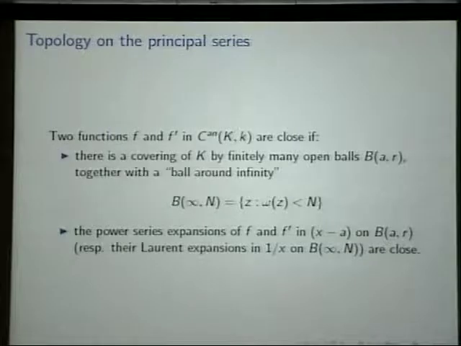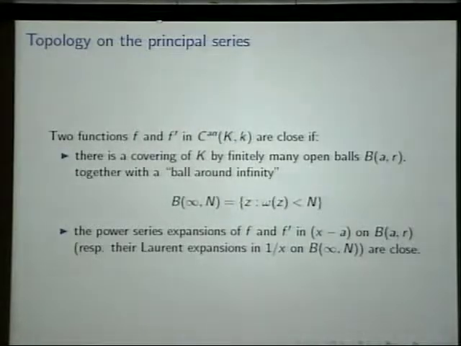And you put a topology on this space. I mean, it has one by virtue of coming from the locally analytic functions on G, but how do you tell if two functions are close? Well, they're close if you can cover this space K, which is the affine space, by finitely many balls that are sort of in finite regions. And this is a ball around infinity, right? This is everything bigger than something. So it's a ball around infinity.